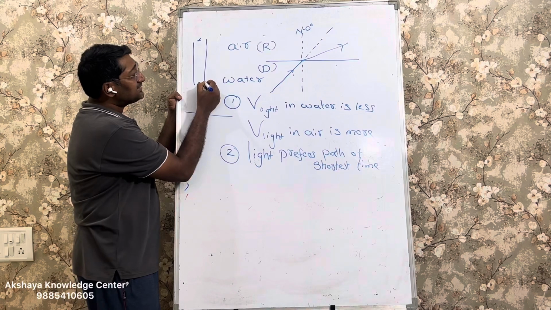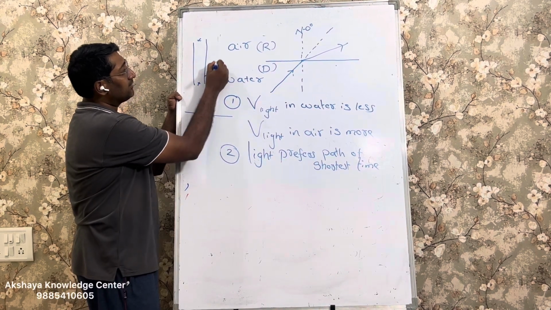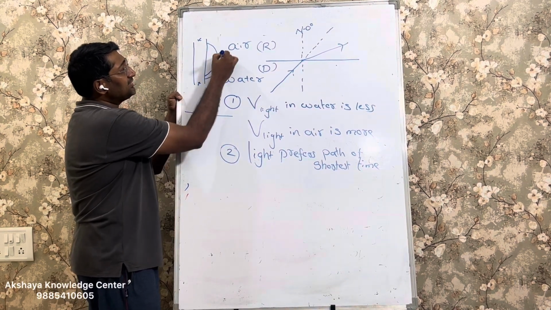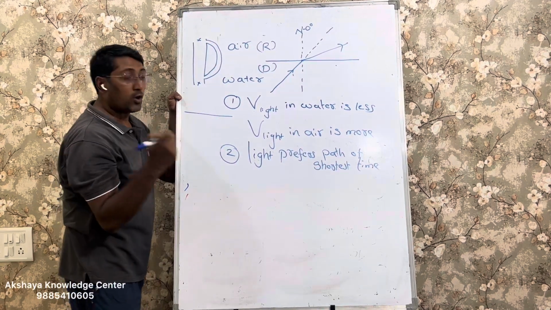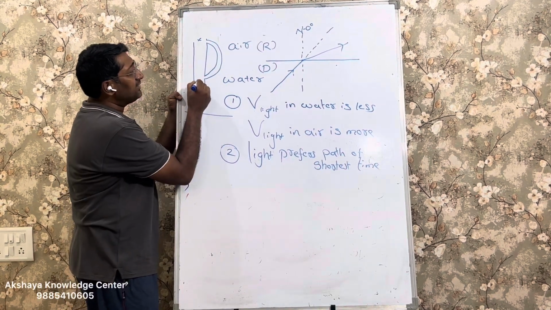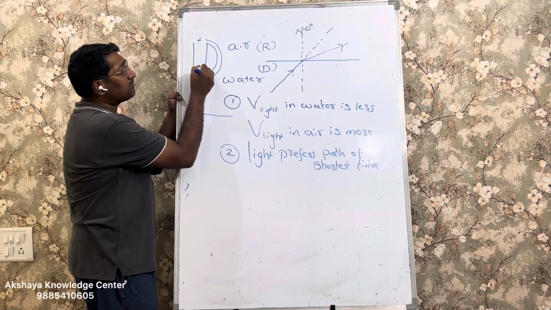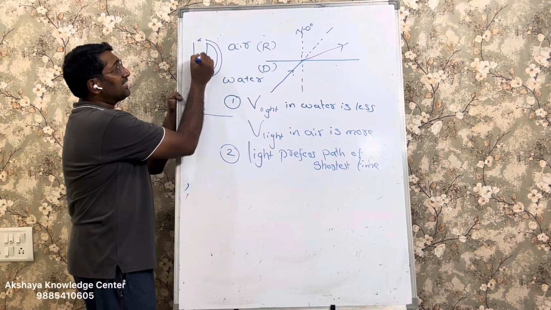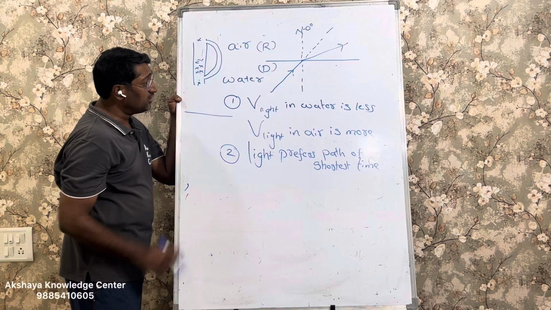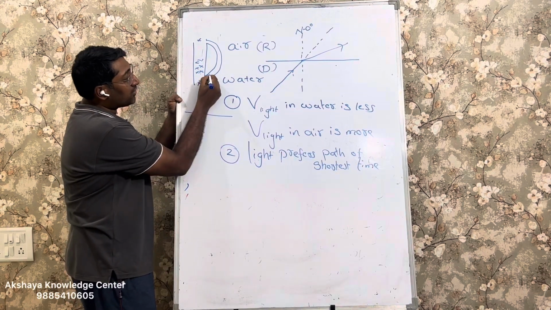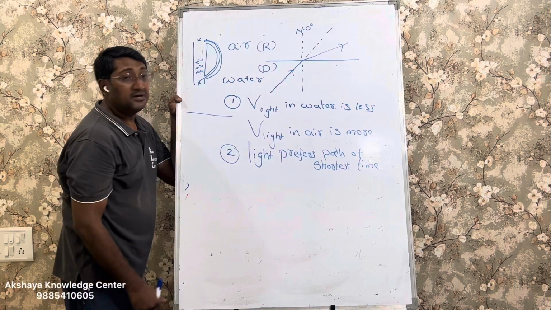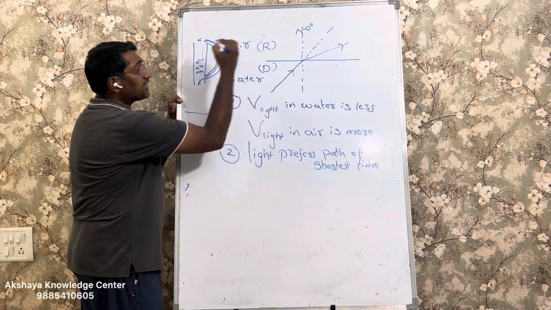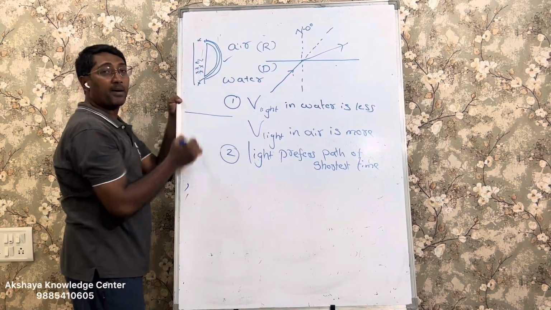Now imagine there is a side road somewhere here, another road which is not used much. You have two options. You can travel on this road where there is an enormous amount of traffic. It will take you more time to travel on this road. But if you take this shortcut, you can travel to your destination much faster. So light prefers shorter time over shorter path.